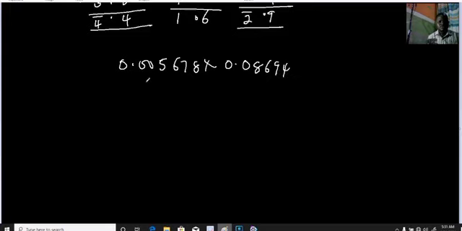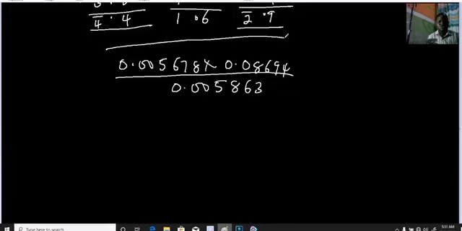So let's look at this question here. Let's say you have 0.005678 multiplied by 0.8 multiplied by 0.08694 divided by 0.005863. So let's place something on top of it.